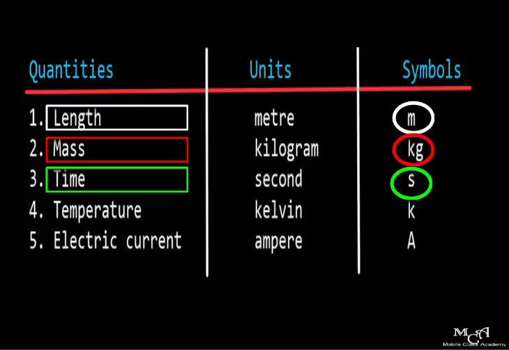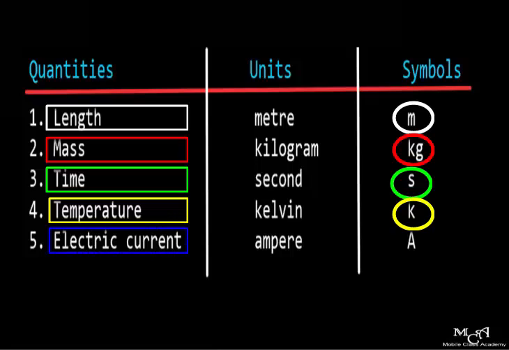The fourth one is temperature. The unit is Kelvin and the symbol is K. Then the fifth one is electric current, which is measured in ampere and the symbol is A. These are the five fundamental quantities that we have.